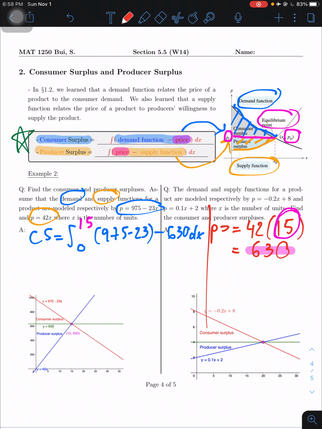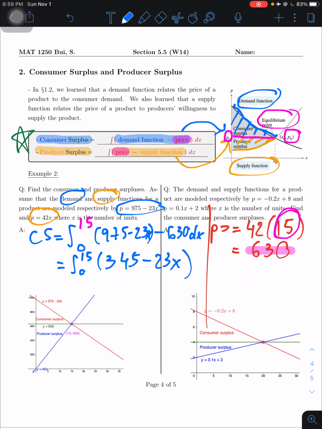Okay, so what do we do after this? Well, we have to do the math out, right? So we have it going from 0 to 15, and then we're going to combine the like terms. So it goes like, okay, I'm missing an x in here, that's why. So it's going to be 975 minus 630, which is 345, and then minus 23x, right, like this. And then now what do we do?